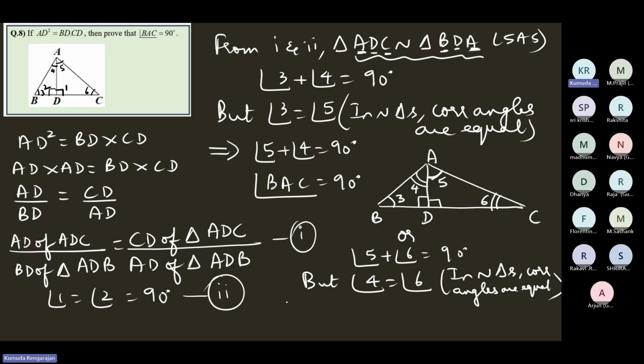So this implies 5 plus 6 is 90, but 6 is equal to 4. So this implies angle 5 plus 4 is equal to 90. Now what is 5 plus 4? Angle BAC. Therefore, BAC is equal to 90 degrees.